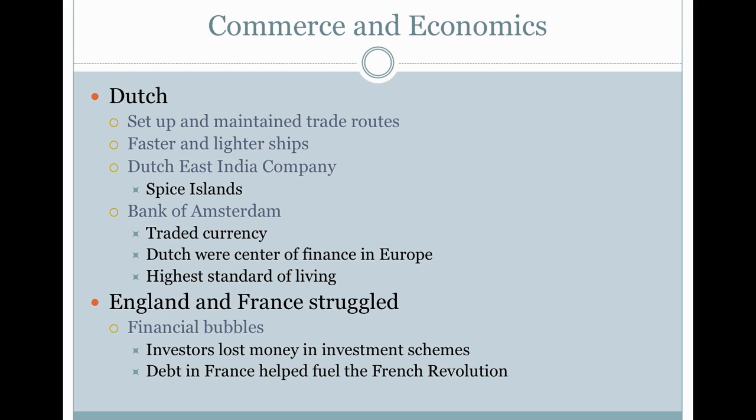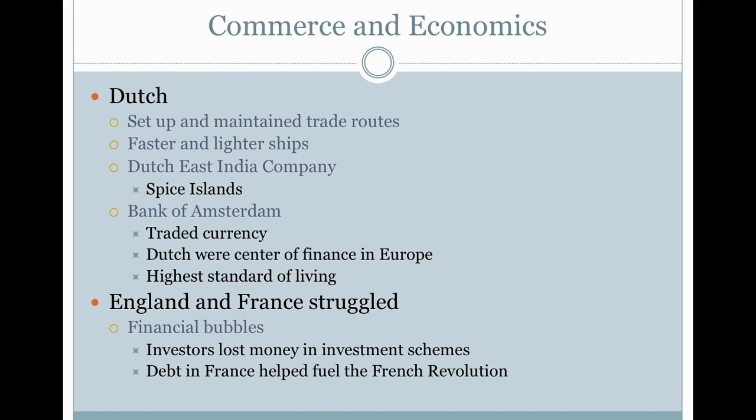A little bit about the Dutch. They too had trade routes throughout Asia and the Americas. They actually had faster and lighter ships than the Spanish, and the Dutch East India Company helped establish trading posts in the Spice Islands, which would be Malaysia and Indonesia. One of the first major banks of the world is the Bank of Amsterdam. So the Dutch were known for their banking. They would trade currency. They would obviously finance projects in Europe. And the Dutch basically were known to have the highest standard of living back then. And a lot of that came from their mercantilist policies.